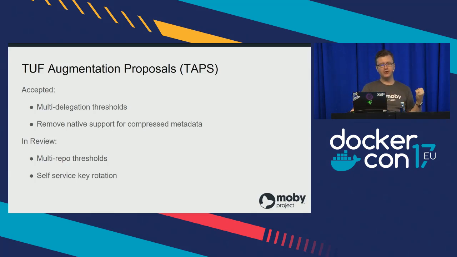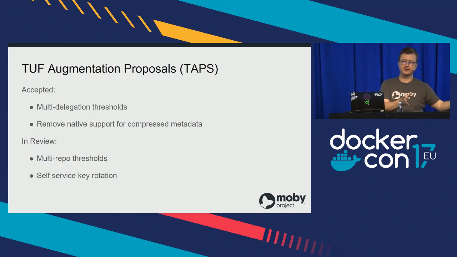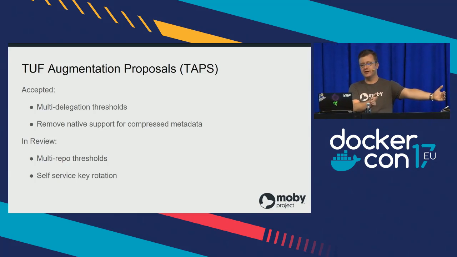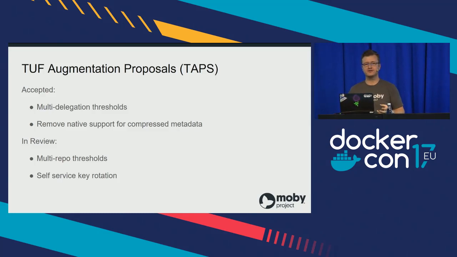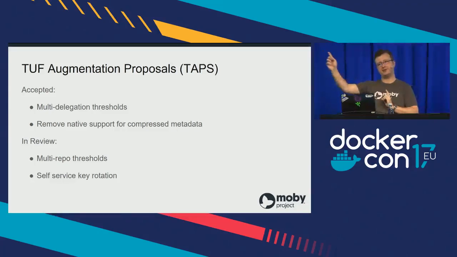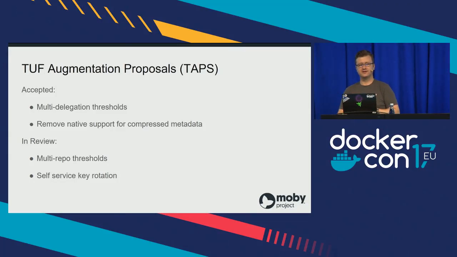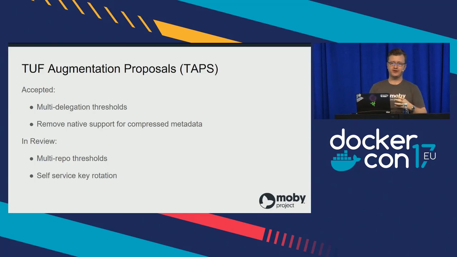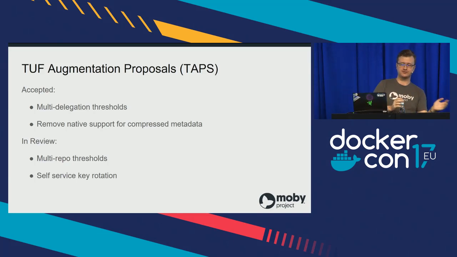Things that are in review that are interesting: multi-repository thresholds. This one is especially interesting to companies that publish software to other package managers. Say, for example, you publish something that gets distributed through Debian's apt repositories. You could actually run your own TUF repository. You sign your content in there. Debian separately runs their TUF repository, and they sign your content into their repository. But a user downloading it can have a configuration that says, I want to get trust from both the publisher and from the distributor. So it can give you that higher degree of trust in those cases where your packages come through somebody else's distribution system, which is nice.